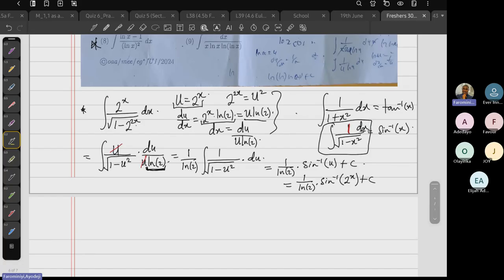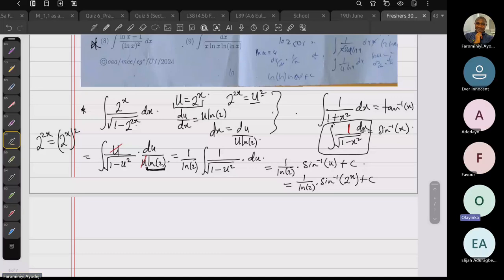Then also, 2 to the power of 2x is the same thing as 2 to the power of x raised to power 2. So that means 2 to the power of 2x is u raised to power 2. So if du dx is 2 to the power of x ln 2, and we are saying since 2 to the power of x is u, that would be u ln 2. We can now rewrite dx as du over u ln 2, right?